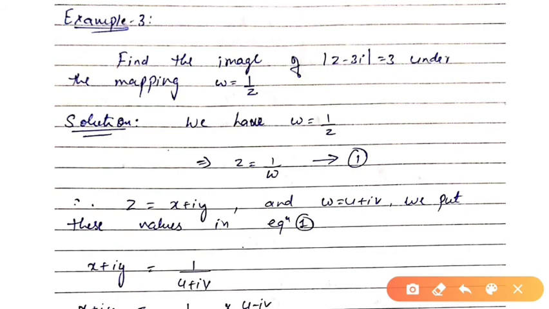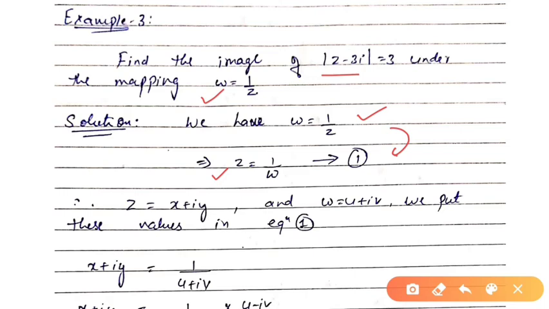Now let us move towards our next example. The question is, find the image of mod of z minus 3i equal to 3 under the mapping w equal to 1 by z. Here we are just finding the image, we don't have to draw the diagram. Again, as we have done in our previous examples, we take w equal to 1 by z as our transformation. This can be written as z equal to 1 by w by taking the reciprocal.